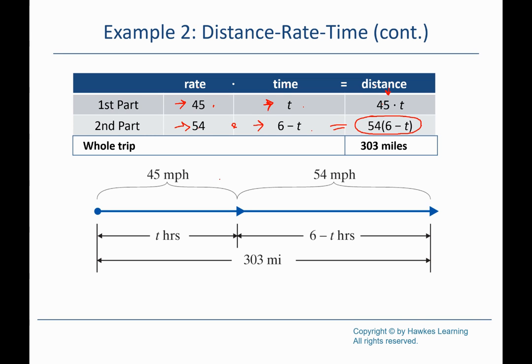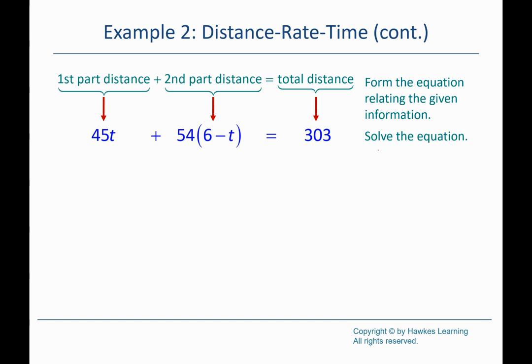Now, what I know about this problem is that the whole trip covered 303 miles. That's the last piece of information I haven't used yet. So to write my equation, I know this is the distance on the first part. That's what this represents, distance. So the distance from the first part plus the distance from the second part has to equal the total distance. Think about that. So that's how we're going to write our equation. Our equation is going to be 45t, that was the first block, plus the second block is equal to 303, which is the total distance.